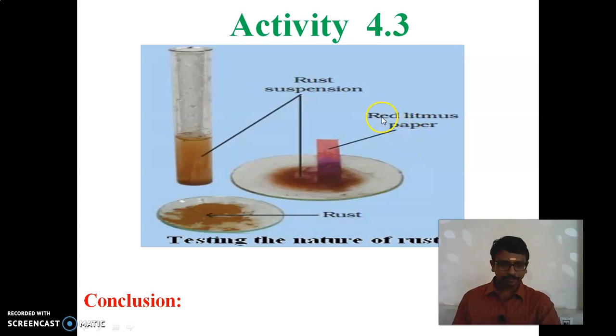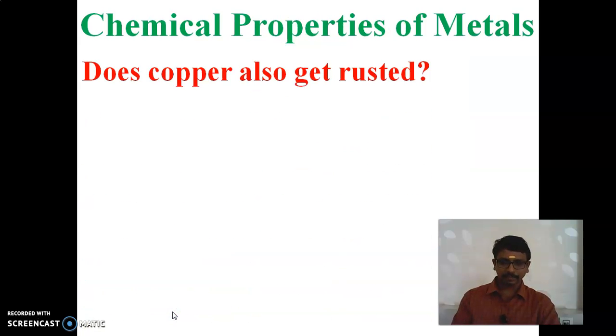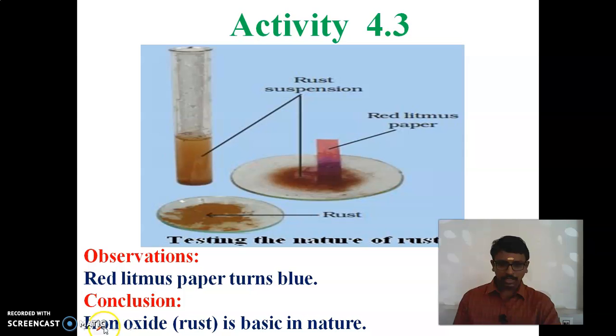Here we take the red litmus paper. When we dip the red litmus paper in the suspension particles, it turns blue. So the observation is that the red litmus paper turns blue. If the red litmus paper turns blue, we can say it is basic in nature. So the iron oxide, that is rust, is basic in nature.